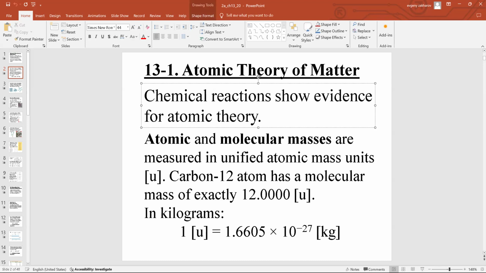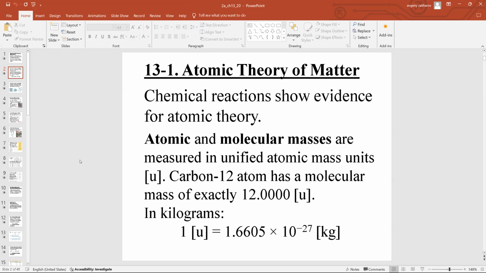How do we know that this theory is a good theory? Well, it's chemistry. Chemical reactions show evidence for the idea that everything is made of atoms.